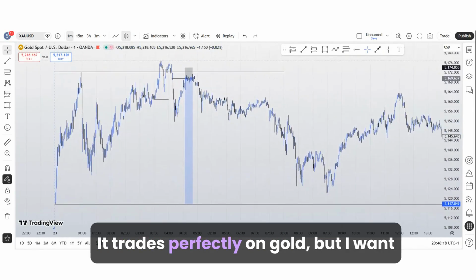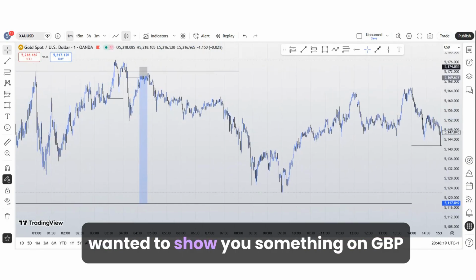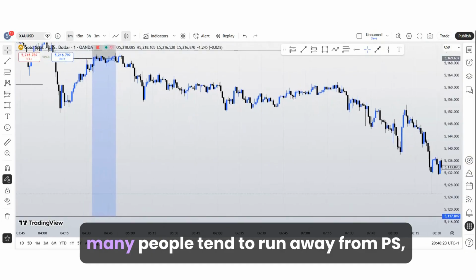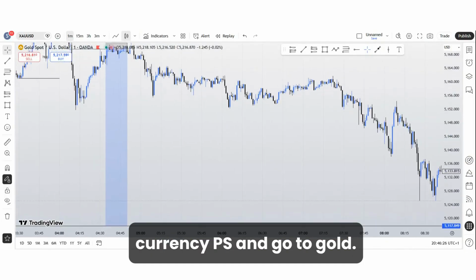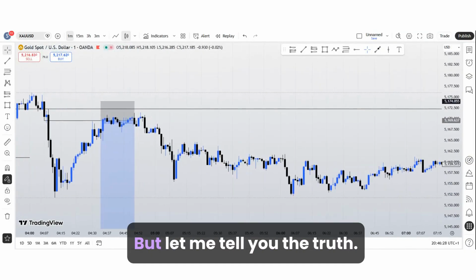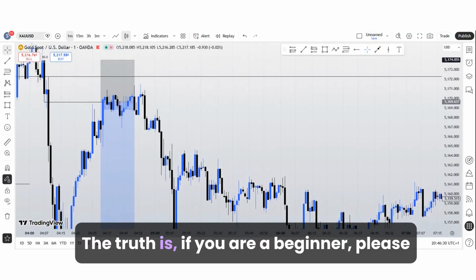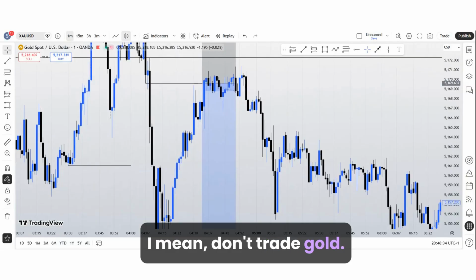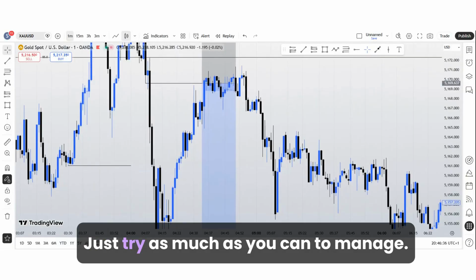It trades perfectly on gold, but I wanted to show you something on GBP USD because many people tend to run away from currency pairs and go to gold. But let me tell you the truth. If you're a beginner, please don't trade gold. Just try as much as you can to manage.